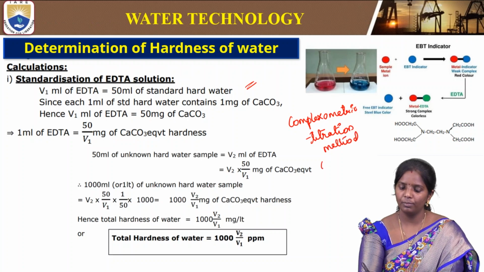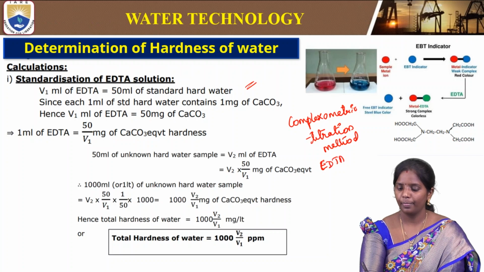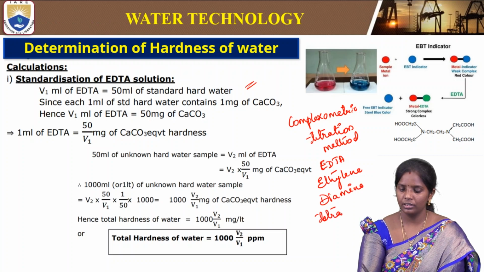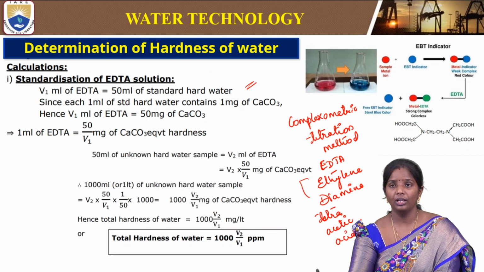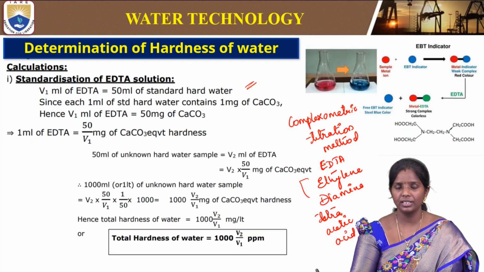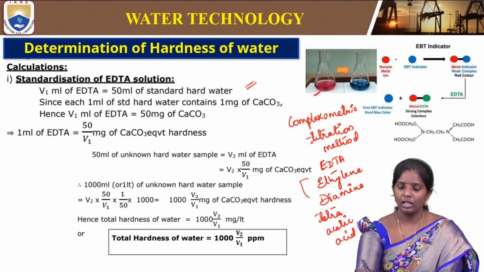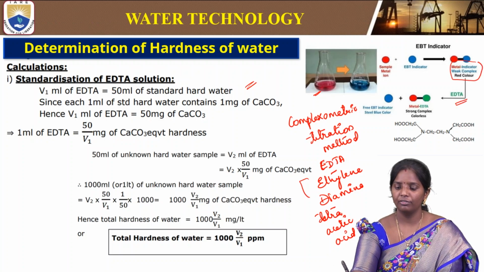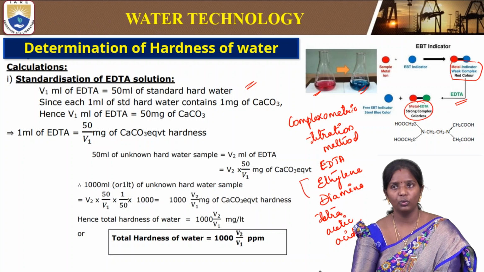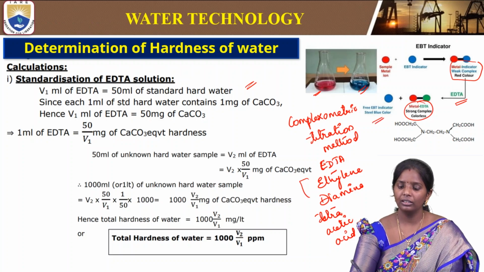EDTA is a complexing agent. EDTA is ethylene diamine tetraacetic acid. It forms a complex with the metal ions present in water that are causing hardness. The pink color before titration is just because of the indicator forming a complex with the metal ions. After titration with EDTA, it forms a colorless complex, but the color is blue here just because of the indicator that is free in nature.